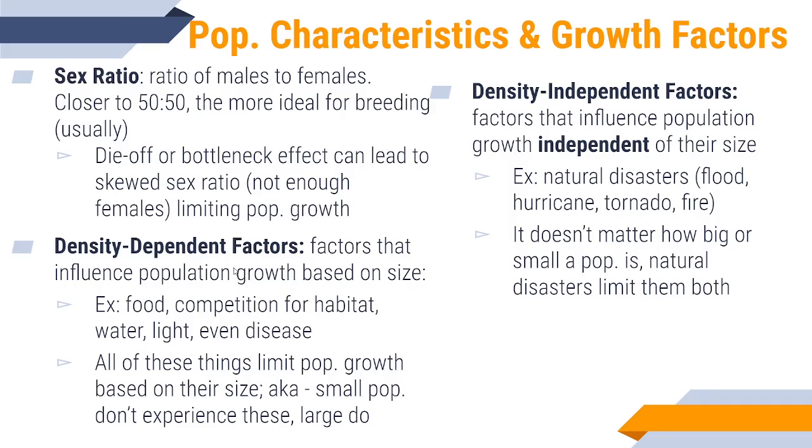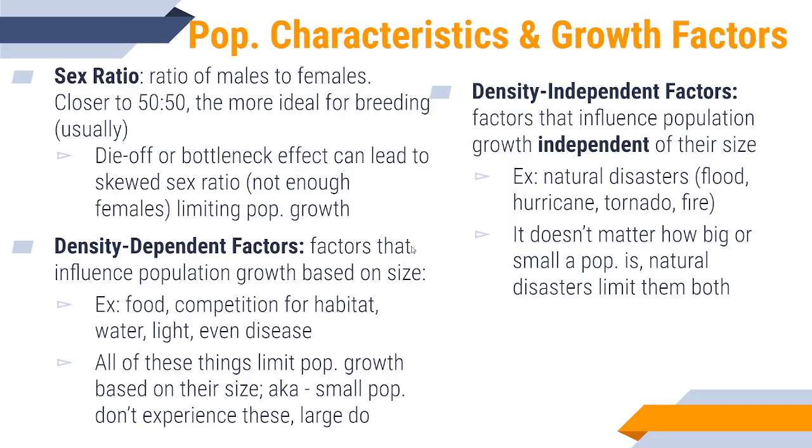Other factors we look at, the last one that just deals with individual organisms is sex ratio, which is usually closer to 50-50, but things that we've already talked about like die-offs and bottlenecks can skew the sex ratio, and that would have an impact on population growth. If a bottleneck or a die-off happens to affect too many organisms, specifically females for most populations, that's going to limit population growth and slow it.